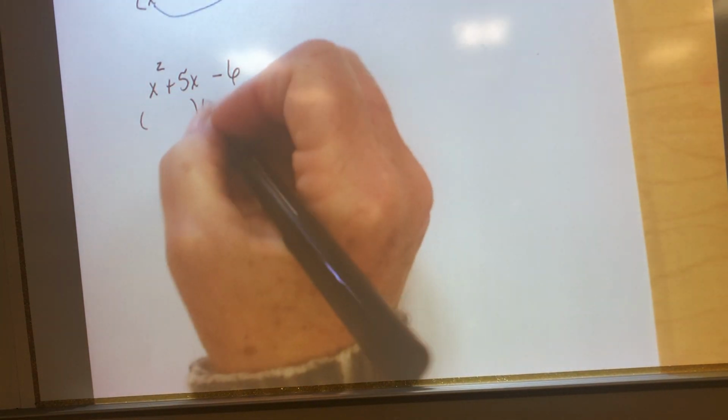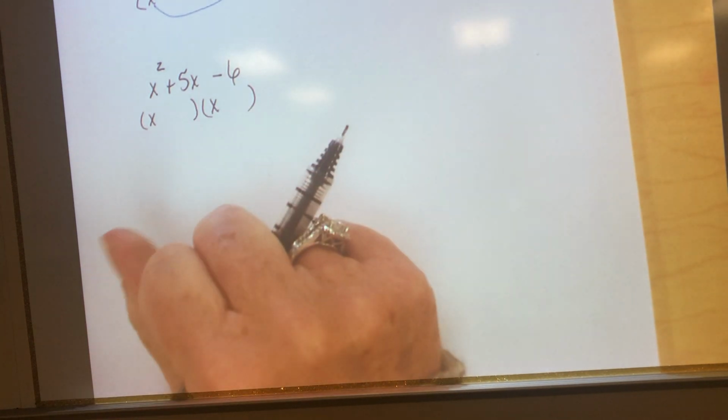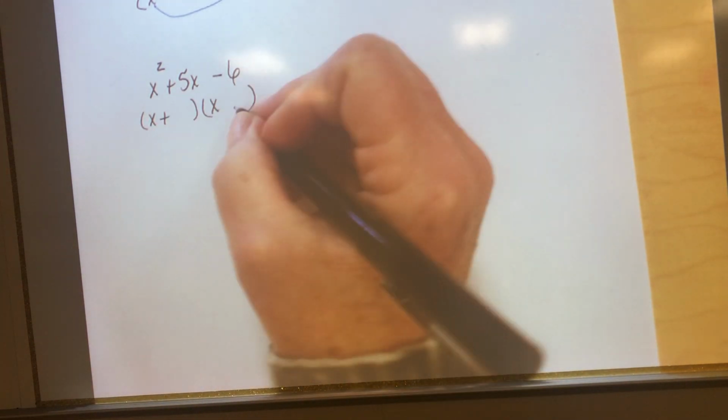Okay, so nothing comes out, so I'm gonna factor it like this. X squared factors into x times x. What does the minus sign at the end mean? They're different. They're different, so one's a plus and one's a minus.